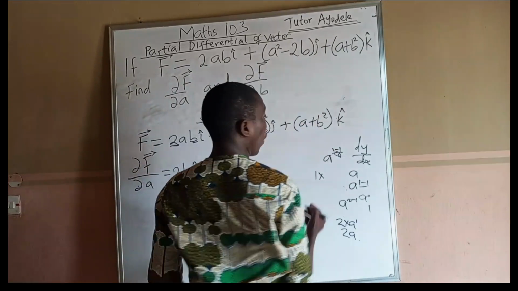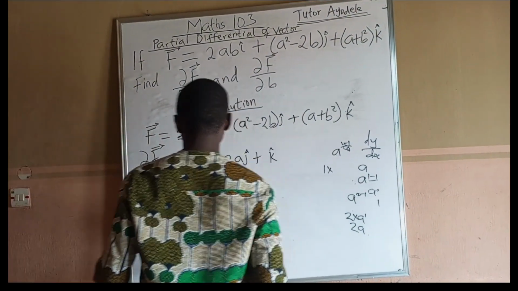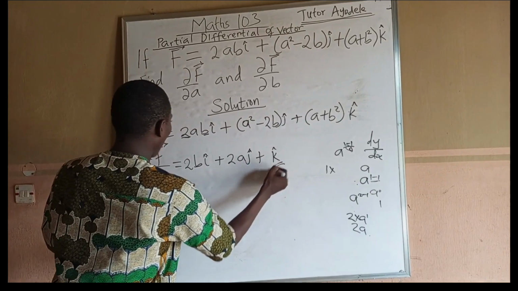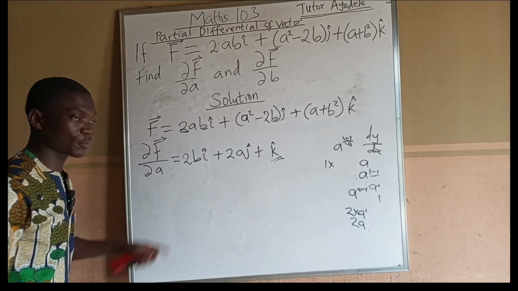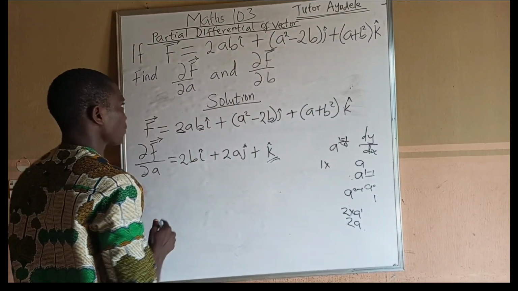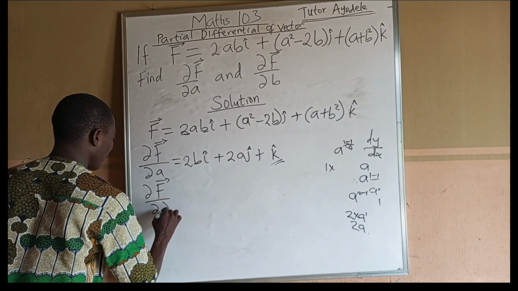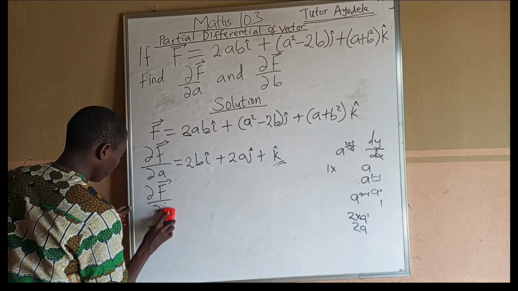So it will be 1k. And 1k is the same thing as k. So this will be k. So this is our final answer for the partial derivative of f with respect to a. Then let's look at the partial derivative of f with respect to b. The partial derivative of f with respect to b.